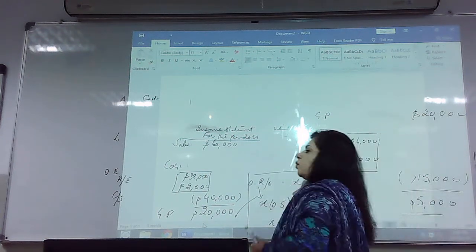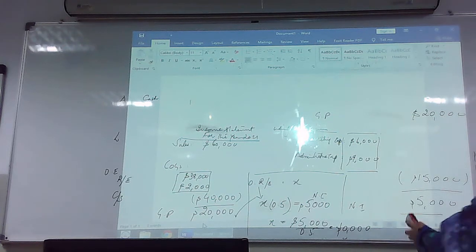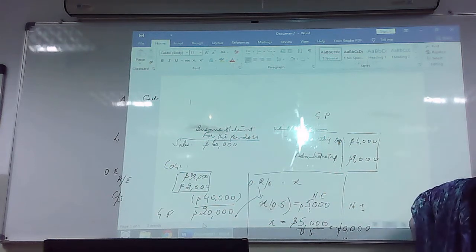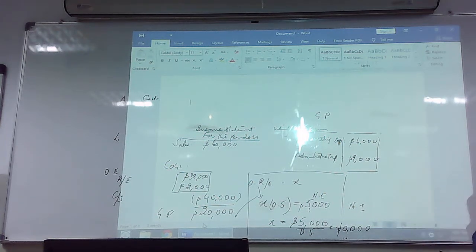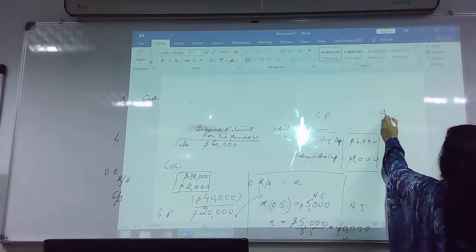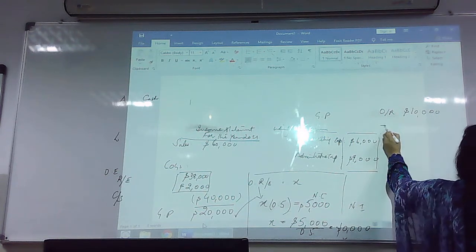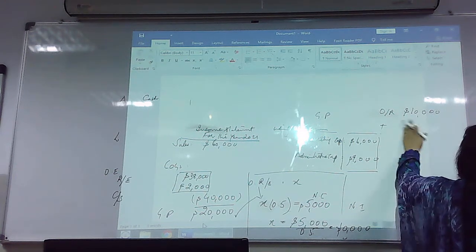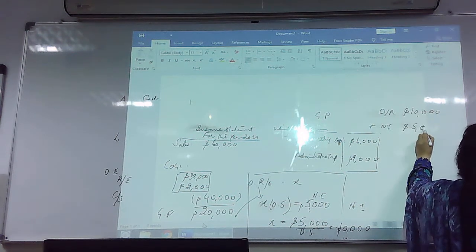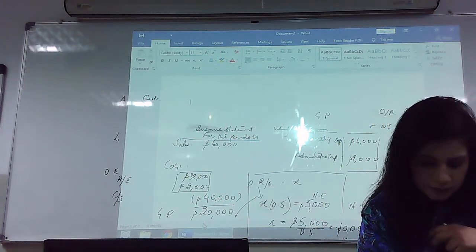Now I can find out the closing retained earnings. What they're saying is that the opening retained earnings was $10,000 and we had net income of $5,000. So now I need to find out if there's any dividend or not.